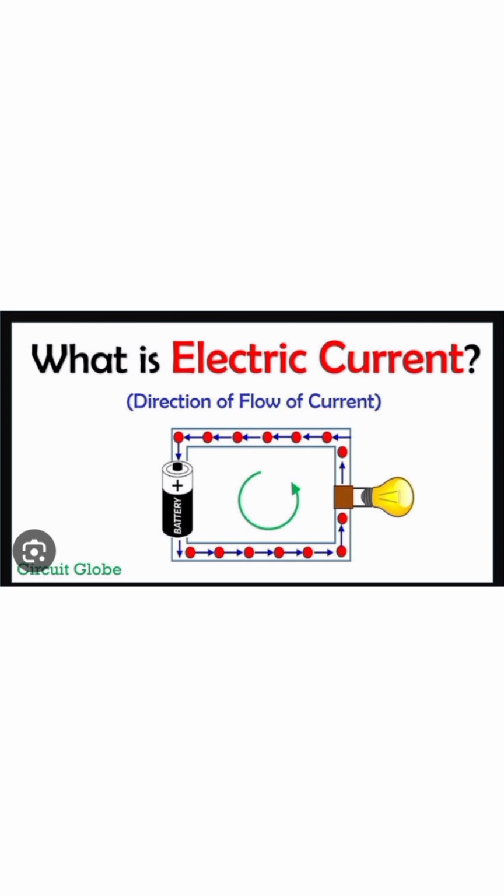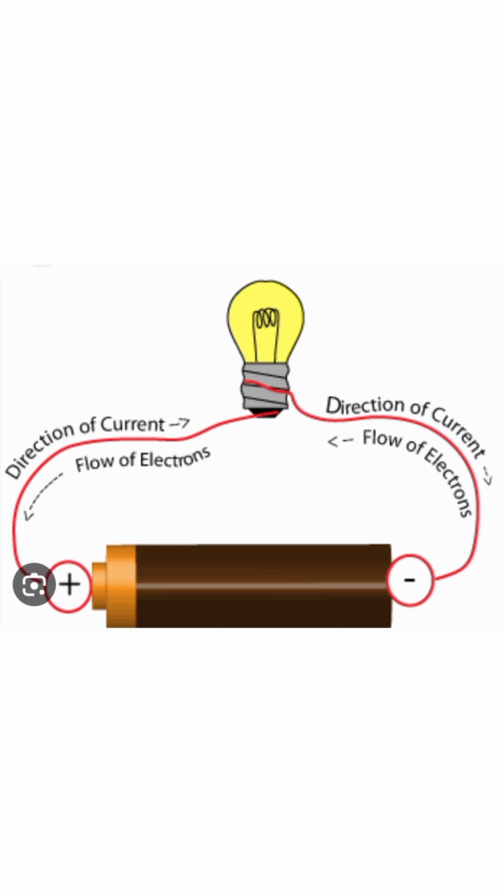Current is the flow of electrons in a conductive medium such as a wire. In this picture you can see the electrons flow from negative to positive. The electrons are the main reason for the flow of current, but the flow of current is just opposite to the flow of electrons. So the current always flows opposite to the electron flow, and it is measured by the unit ampere, and the instrument used to measure the current is the ammeter.